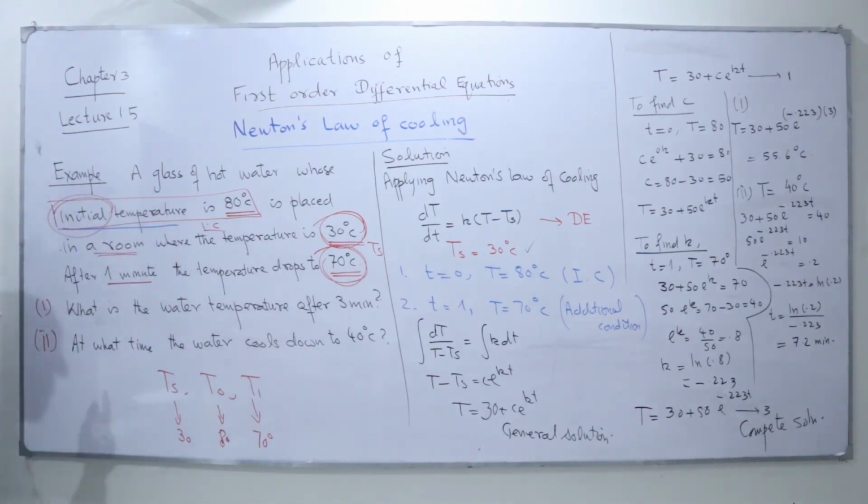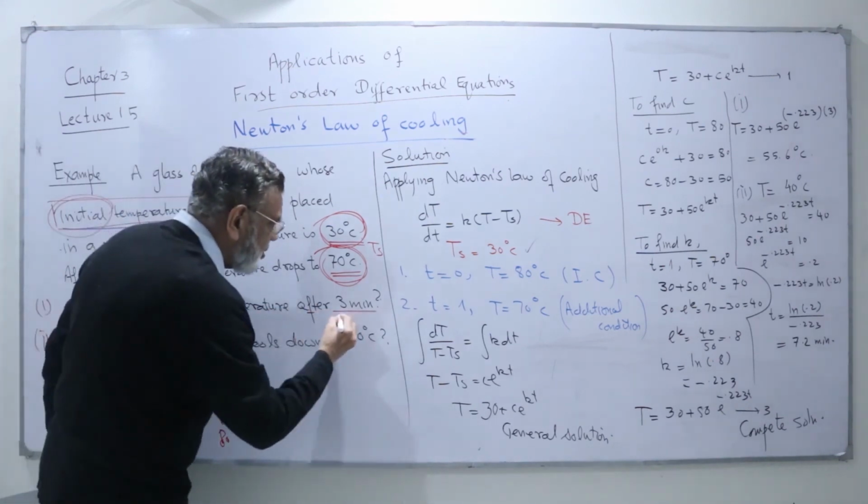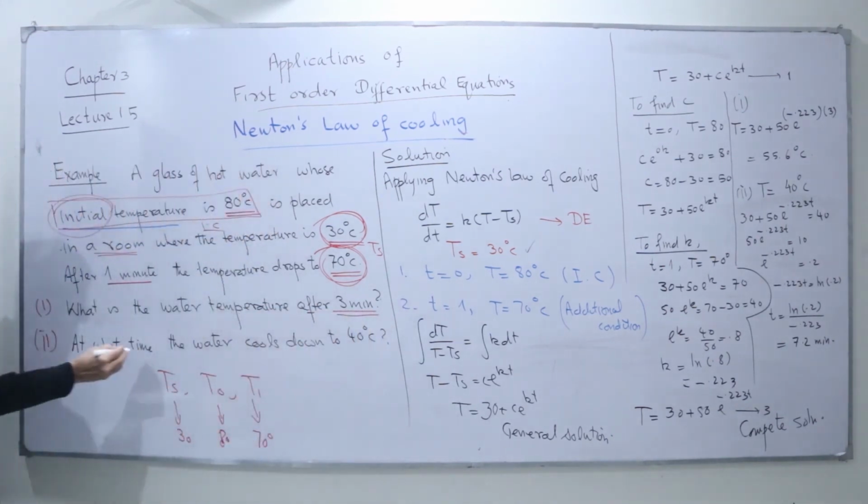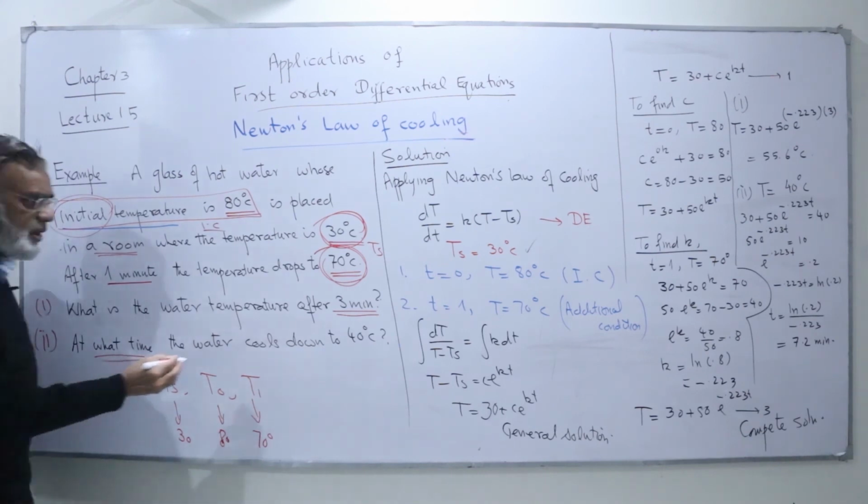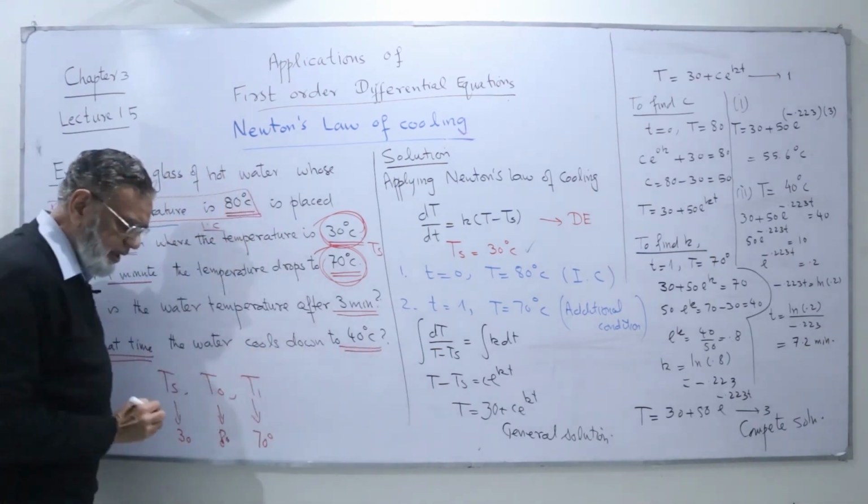So we want to calculate two things. First, what is the temperature after 3 minutes, when t equals 3? And second, we want to find the time: at what time has it cooled down to 40 degrees centigrade?